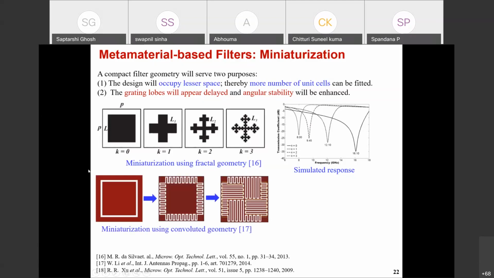This is the slot square loop geometry. But if we use the similar slot geometry by using the convolution, the frequency will be reduced, or your miniaturization has been improved. Further, here the convolution has been improved in the third places.